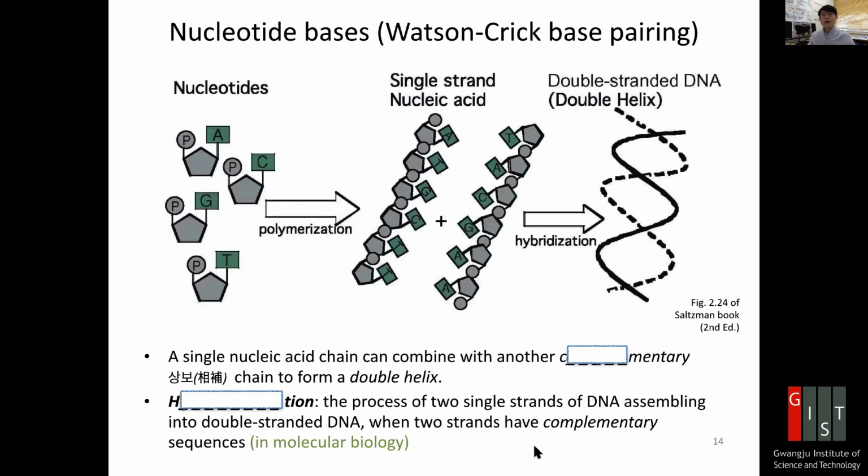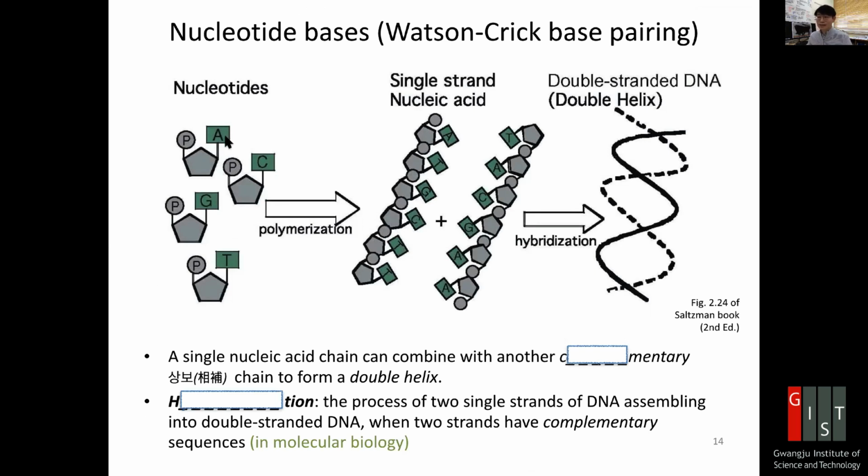So let's go back to the nucleotide basis, and we call it, following their names, Watson-Crick base pairing. The nucleotides are composed of 4 different kinds: adenine, guanine, cytosine, thymine. Or in the RNA case, instead of using thymine, we use uracil. So you can see this pentose, phosphate, and DNA base.